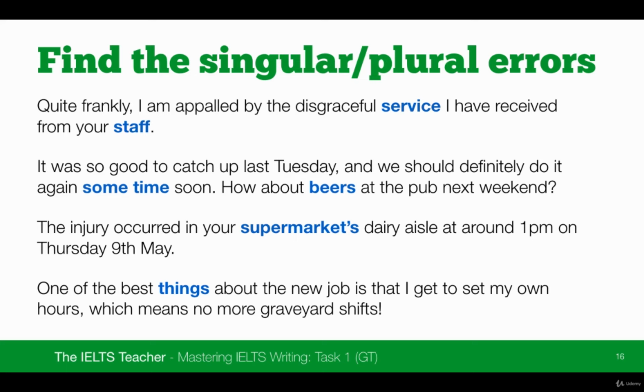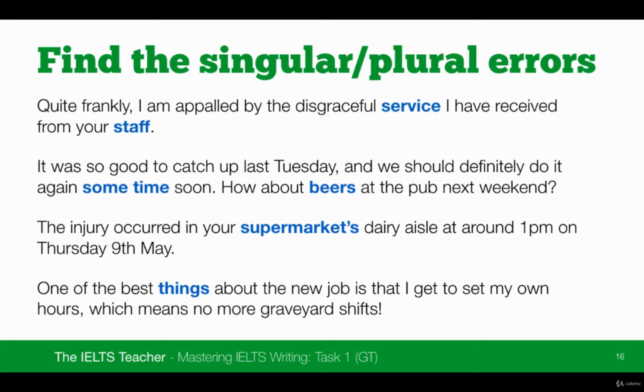First one here. Quite frankly, I am appalled by the disgraceful service I have received from your staff. Now the first error, we had services. We are receiving a service here. It's just one service. It is a countable noun, but it's a little bit different to other countable nouns. It's like the whole experience of a service here. If you went to different shops and had a different service in each one, then you could start talking about services. But yes, for just this example here, the context should just be in the singular form. And staff, all the members of one shop are the staff there. So again, we're just using the singular form here.